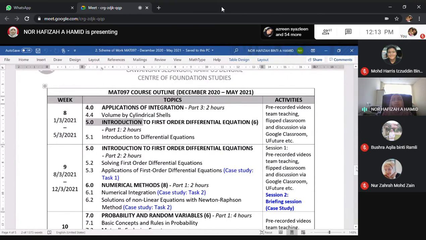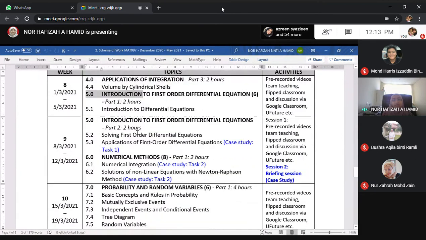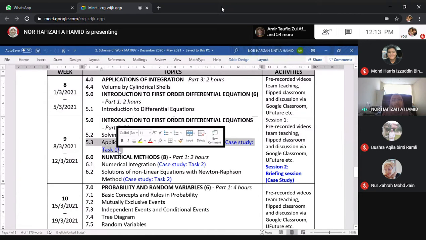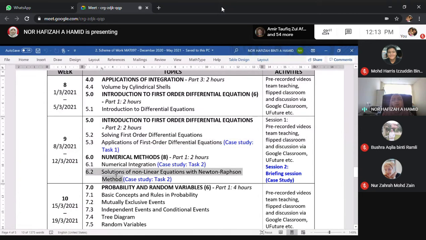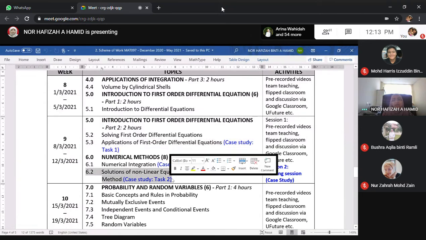So in week 9, for chapter 5 we cover in lecture only until 5.2. So your lecture will go up to 5.2. Then from 5.3 until the whole of chapter 6, that is for the assignment. So your assignment covers from 5.3 until 6.2. The assignment is the same as last semester. You have to do it in a group, then you have to prepare the report and also your presentation.